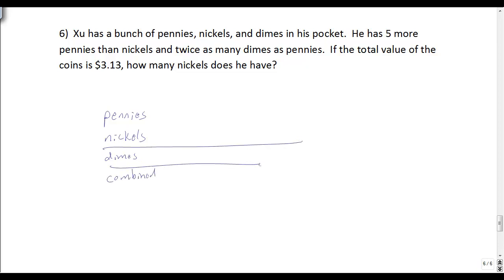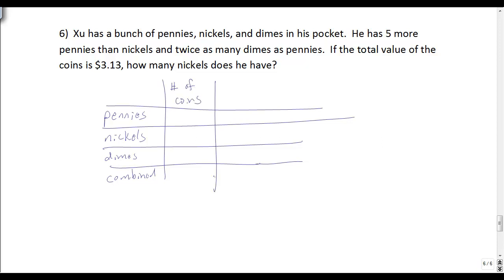So we have one more row than we're used to, but if you read this, we actually have a little bit more information. So what I'm going to do is number of coins, the value of one coin, and then the total value of all the coins in that group. So now let's read what we've got. He has 5 more pennies than nickels, but we don't know how many nickels yet, so let's leave that for a bit. Twice as many dimes as pennies. We don't know how many pennies. Let's leave that for a bit. Total value of the coins is $3.13. The total value of all coins is $3.13.